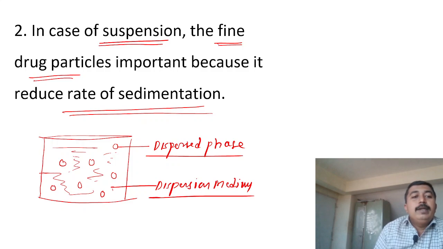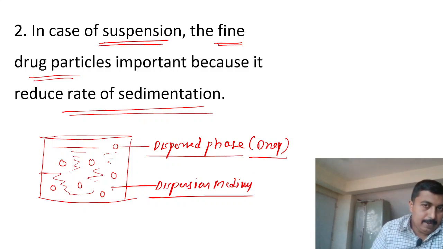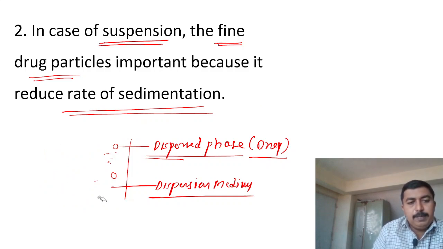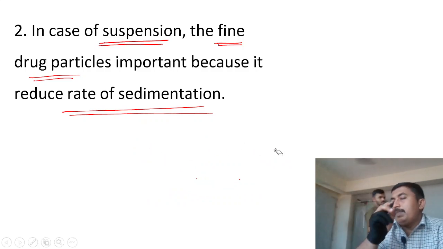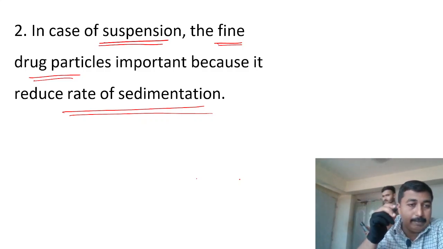So, why are fine powder particles required? Dispersed phase means drug. Dispersion medium, generally water, consists of excipients. Why are fine powder particles of drug required? To reduce the sedimentation. What is meant by sedimentation, that we'll see. Now, you must have prepared suspension in first year practicals also. So suspension is basically a biphasic dosage form. It consists of two phases: solid particles, that is the dispersed phase, and liquid medium, that is the dispersion medium.